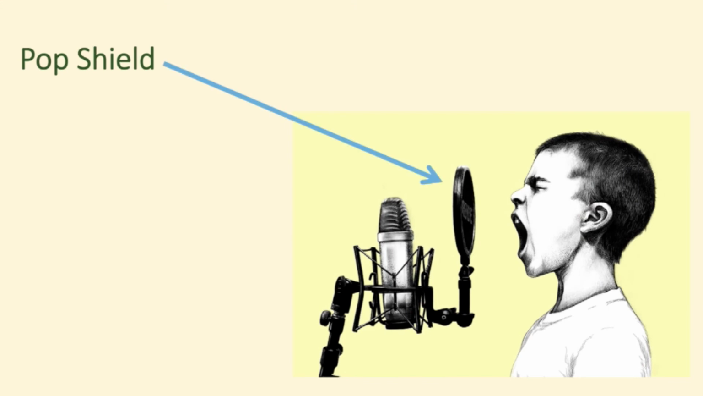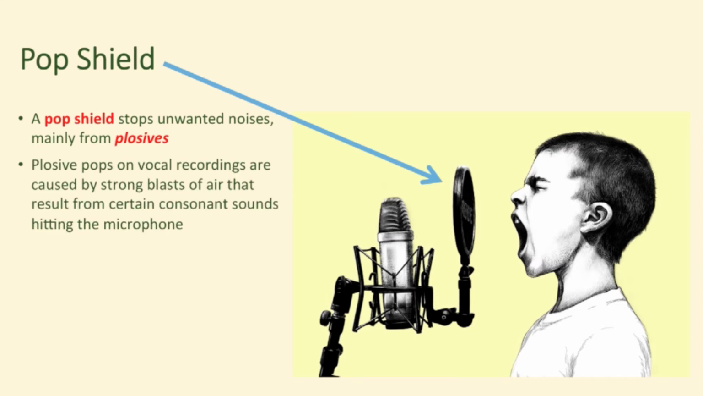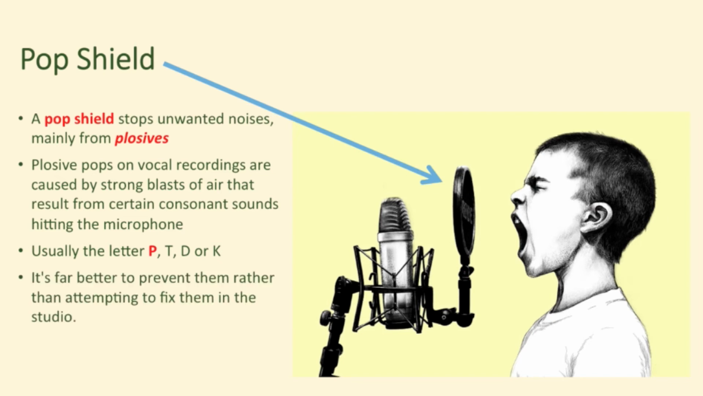The pop shield. The pop shield goes in between the singer and the microphone. A pop shield stops unwanted noises, mainly from plosives. Plosive pops on vocal recordings are caused by strong blasts of air that result from certain consonant sounds hitting the microphone. Usually the letter P, T, D or K. It's far better to prevent them rather than attempting to fix them in the studio afterwards. A pop shield stops these unwanted popping sounds from occurring.